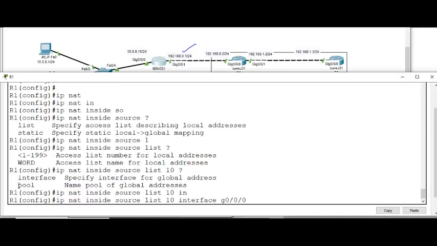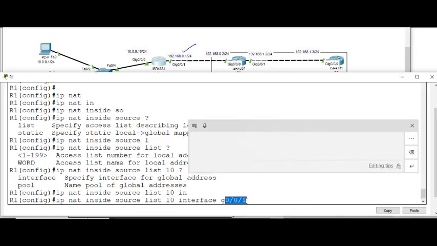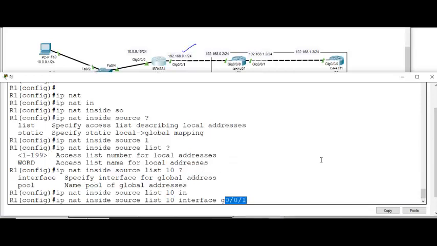Now let us go and verify. Show IP NAT translation. Do you see the dynamic NAT? No, because it is dynamic NAT, you will not see it in the output. Only after you ping can you see it. Now, if these two computers are coming, what address will be given?